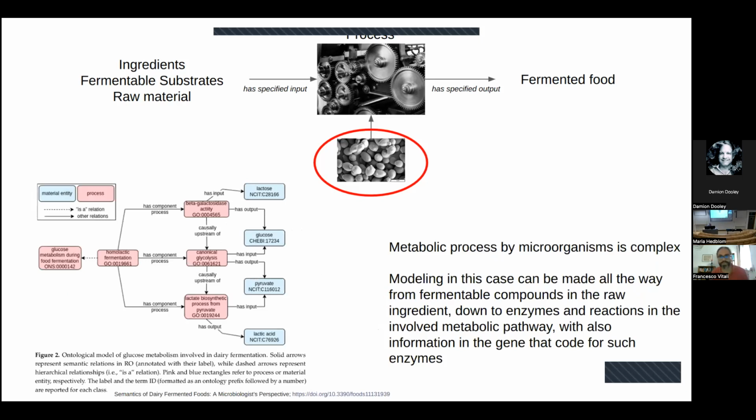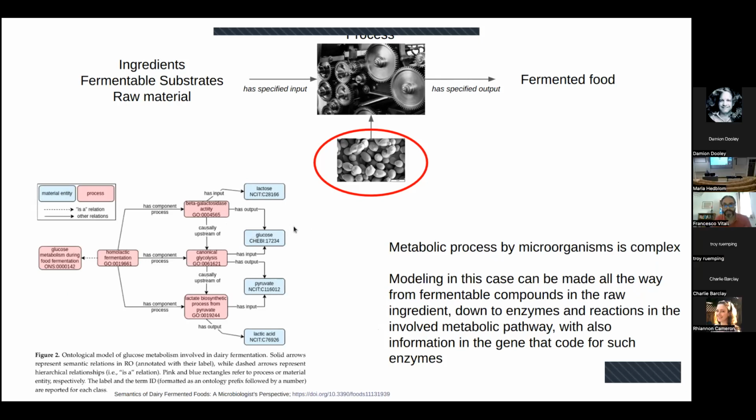Why is it complex? Because microorganisms are doing all of this to produce energy and to prosper. And they do this through biological mechanisms and pathways, what we call pathways. Basically, they do this by using enzymes, which make actions on specific substrates.